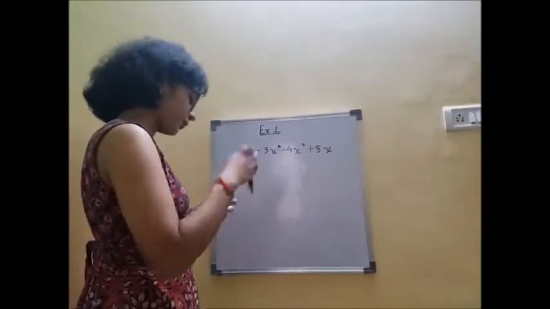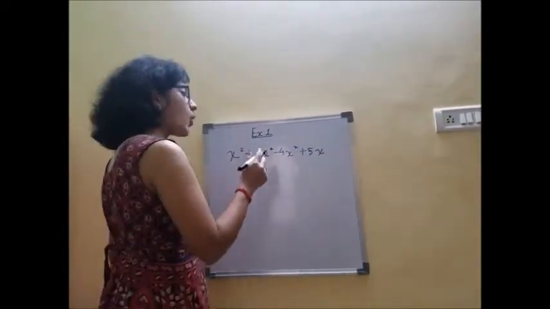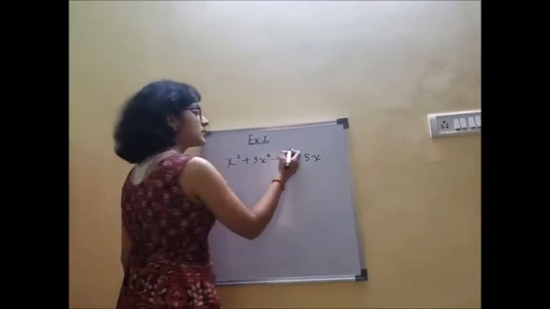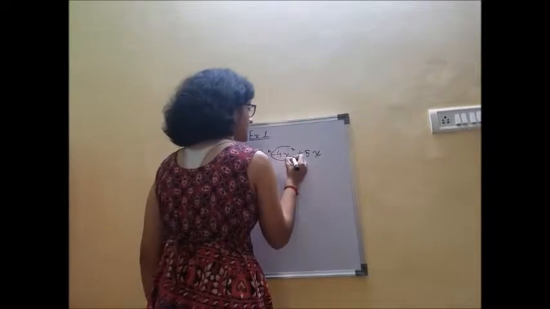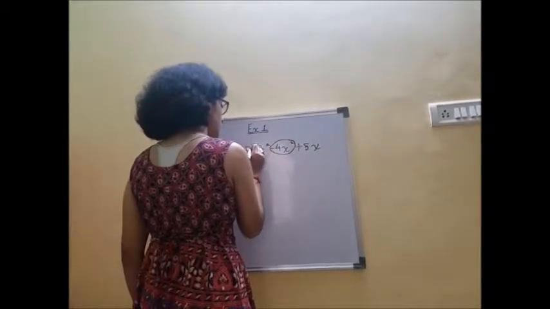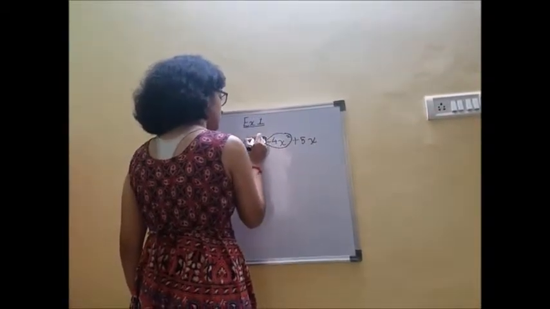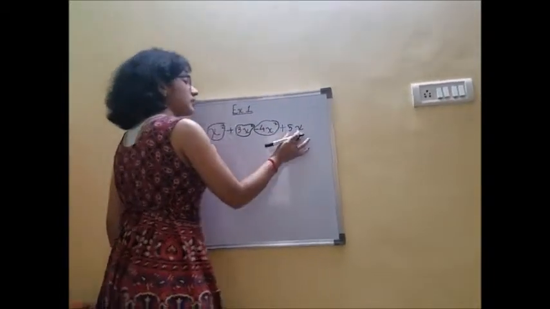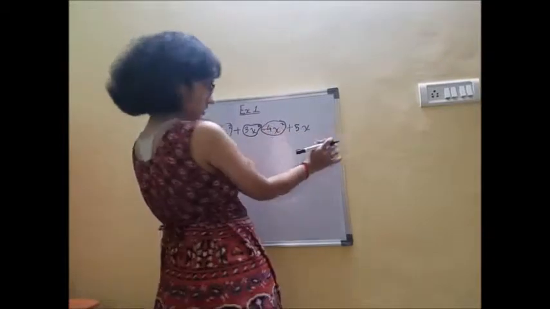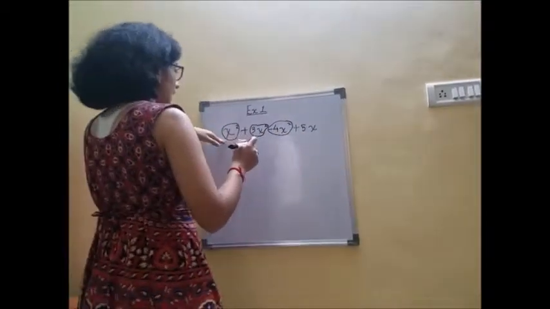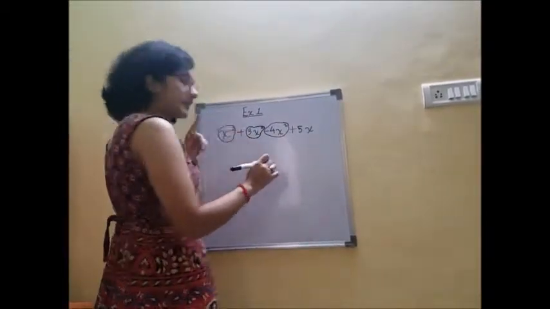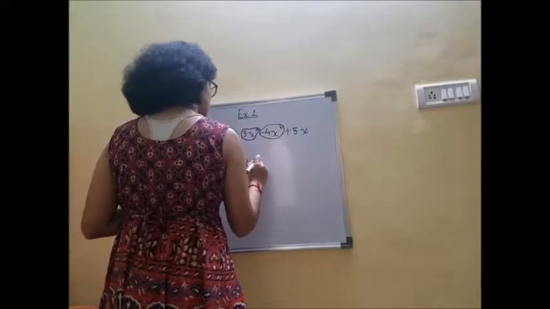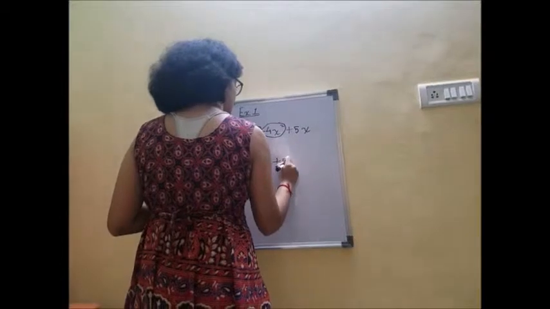This is very straightforward. My trick for this one will be always circling the like terms with their negative or positive symbol. So for example, 4x squared has a negative symbol in it. 3x squared, I'm going to just circle 3x squared because it's positive, so it doesn't make any difference. X squared is a loner, I'm not going to circle it. So x squared plus 3x squared is 4x squared, minus 4x squared plus 5x.